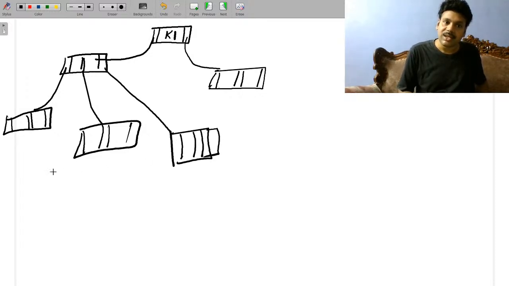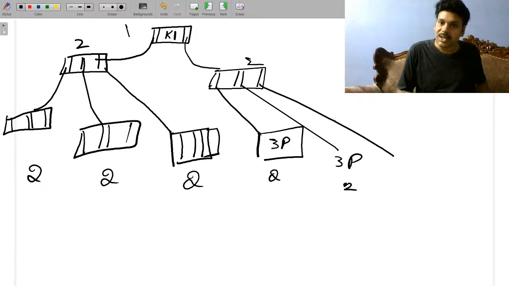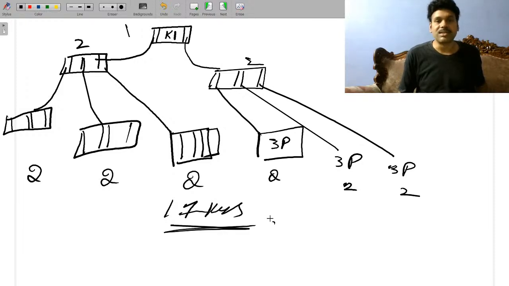Observe friends. That means two keys you need to keep. Two keys. Here also two keys. Here two keys. Here one key. And this also requires three block pointers and two keys. This also requires three pointers, two keys. So almost all it is 17 keys.